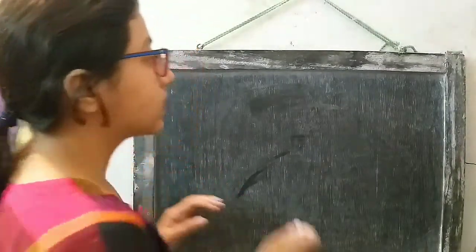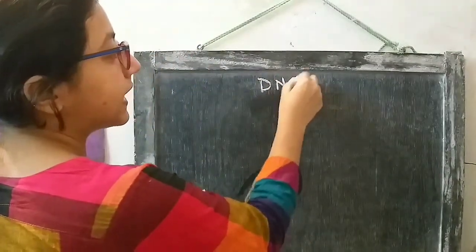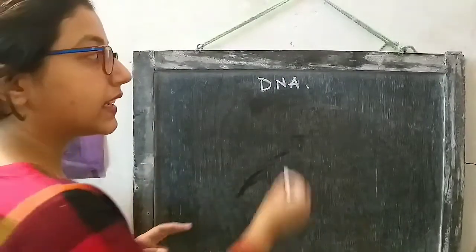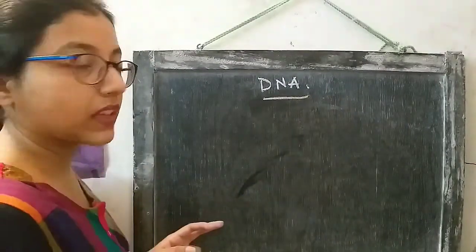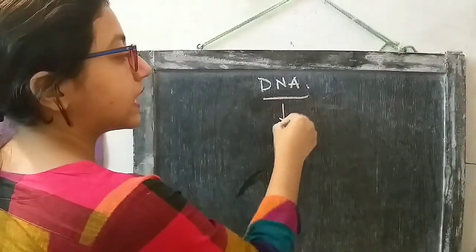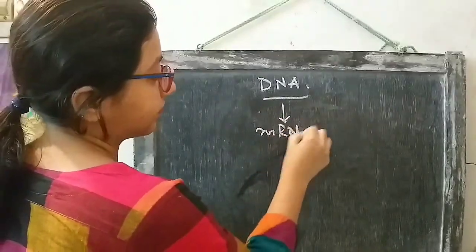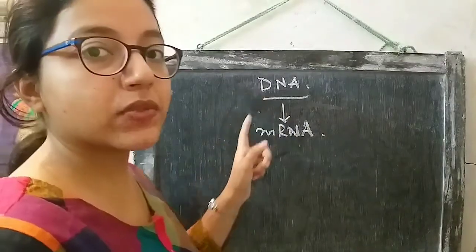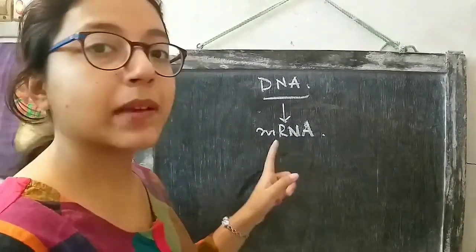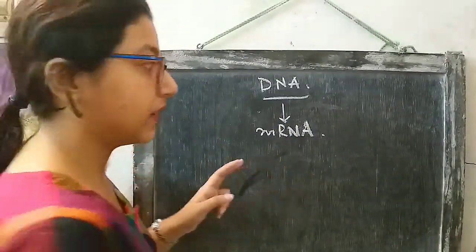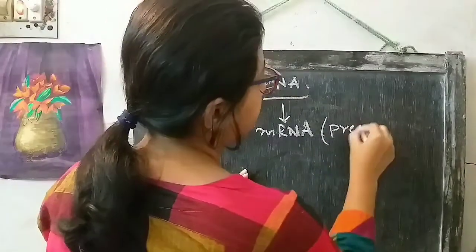Now let's look at how the cDNA is formed. First of all, we have DNA as our genetic material. Then what happens? DNA is transcribed into an mRNA, but this mRNA is a premature mRNA.